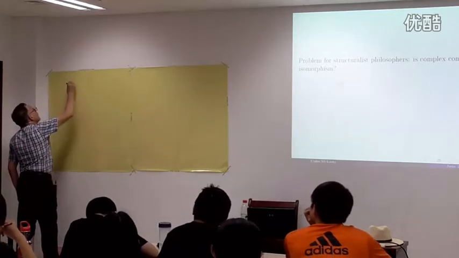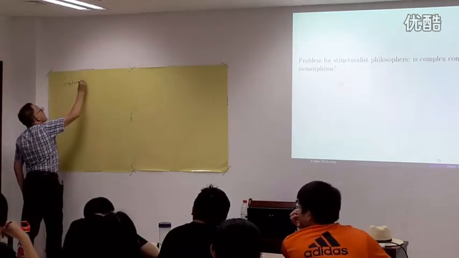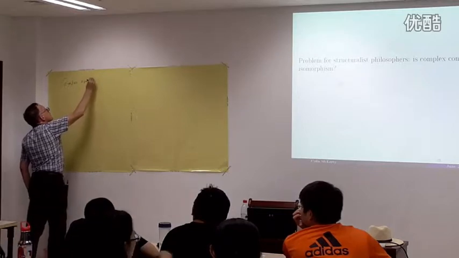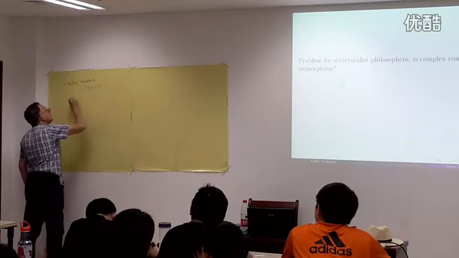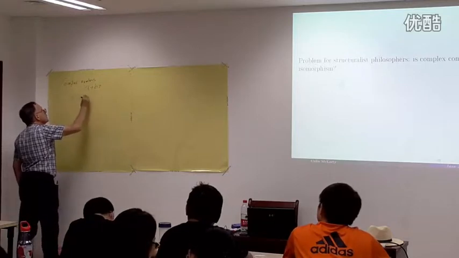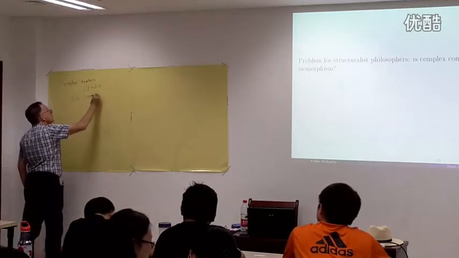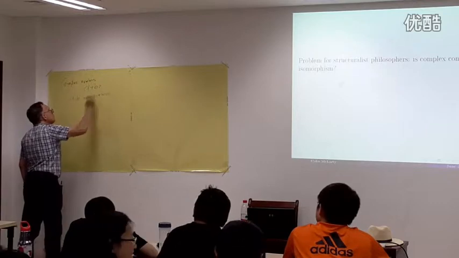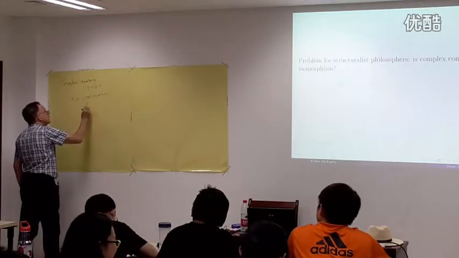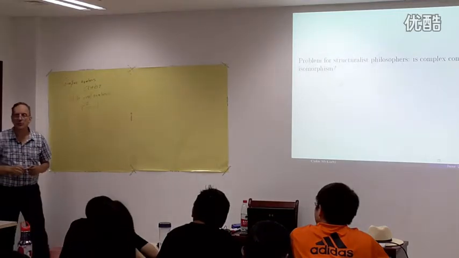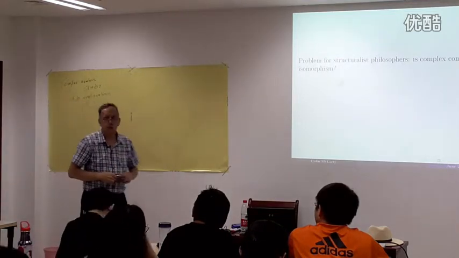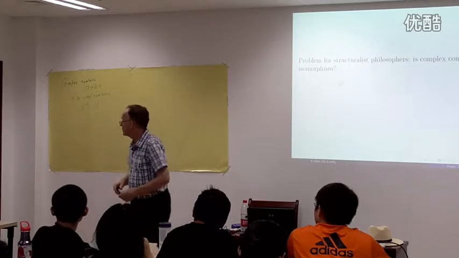Complex numbers are sums a plus bi, where a and b are real numbers, and i squared is equal to minus 1. I hope this is not a brand new idea to anybody. We adjoin a square root of minus 1, a plus bi.